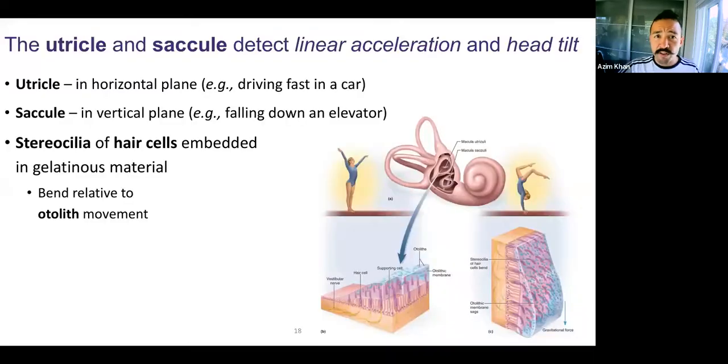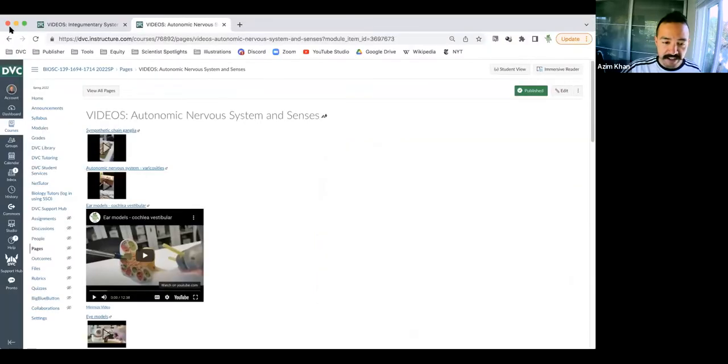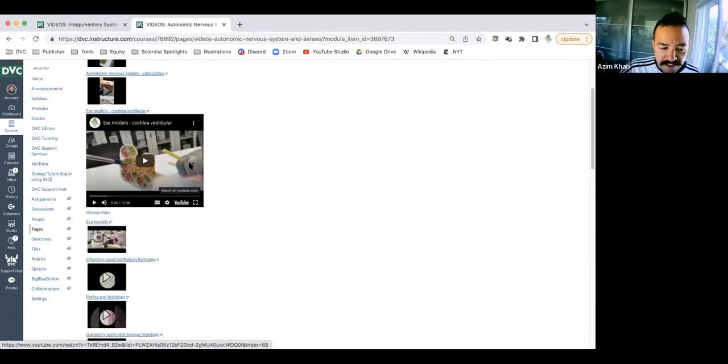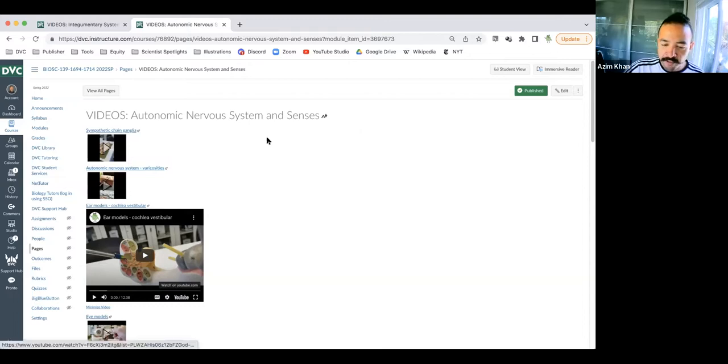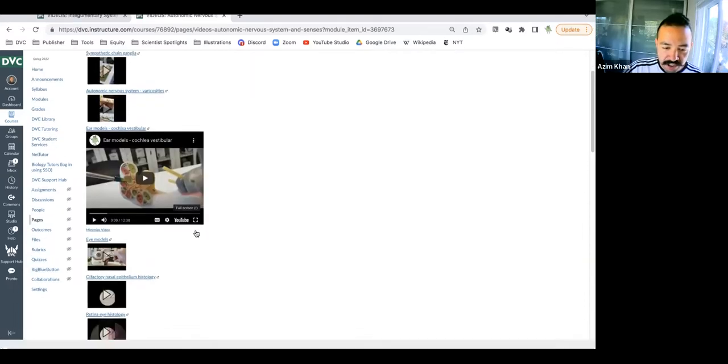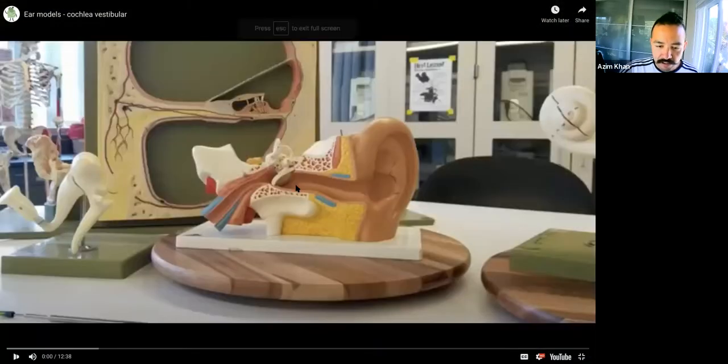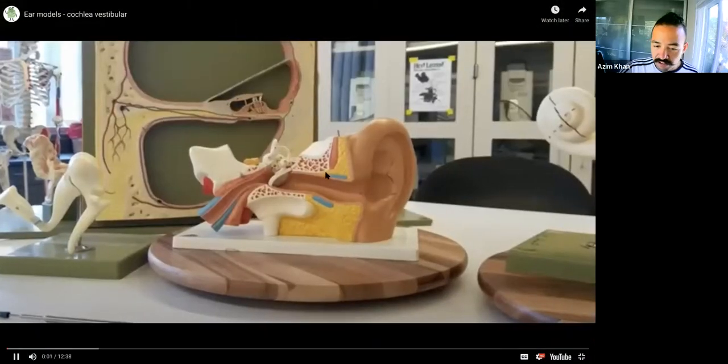I think it'll be useful if we see some histology of the hair cells and a few other receptors. So I'm going to switch over to histology and also a model to show this in a bit more detail. Let me show this ear model first, and then we'll move on to histology. This is in the Autonomic Nervous System and Senses video page, or you can search for this on YouTube: ear models, cochlea, vestibular. What we have here are models of the ear.